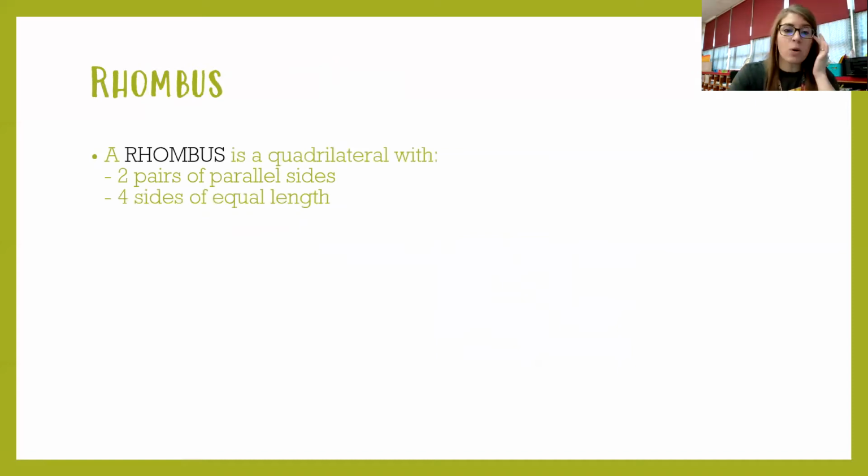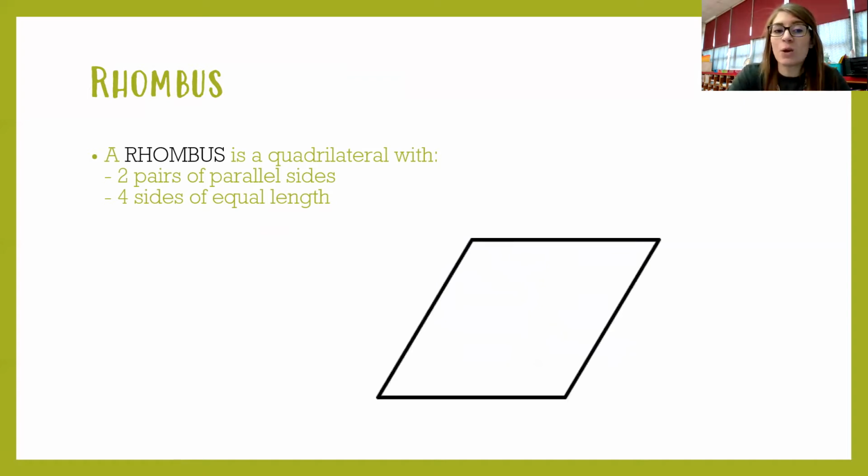And then we've got a rhombus. A rhombus is a quadrilateral with 2 pairs of parallel sides and 4 sides of equal length. So this is a rhombus. Think of a slanted square or maybe even a diamond if you look at it sideways. So a diamond or a slanted square is a rhombus. 2 pairs of parallel sides, 1 pair here, top and bottom, and the other pair here, side to side, and then 4 sides of equal length. All 4 sides are the same length.